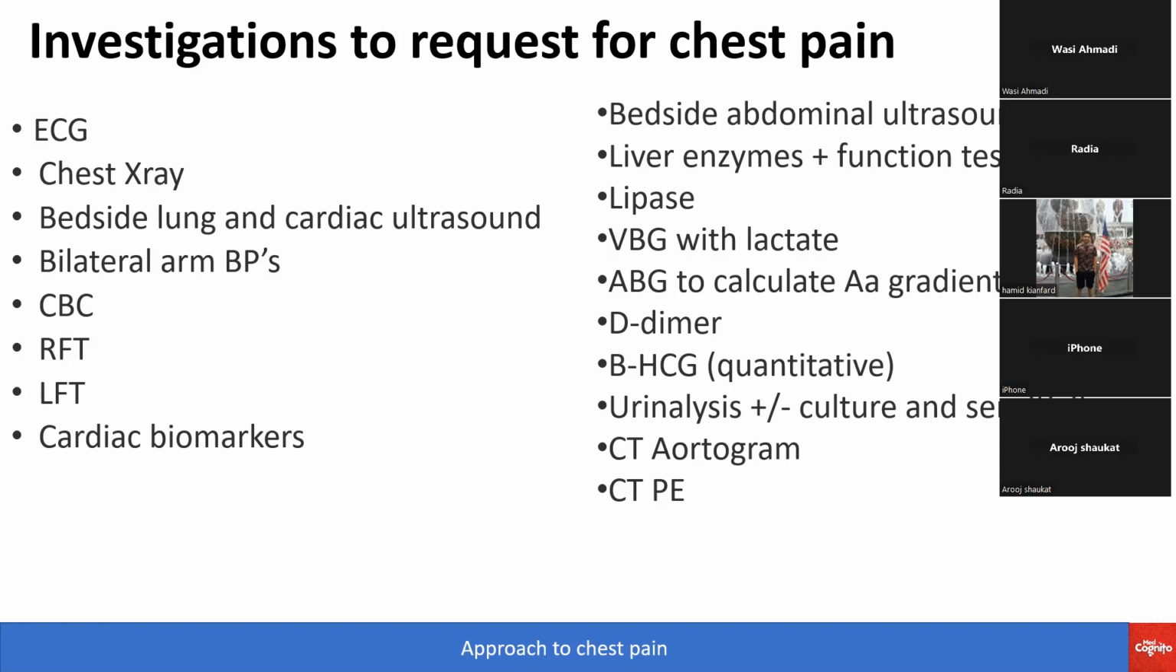And then you can do your D-dimer, because we learned that pulmonary embolism can also cause chest pain. If the patient is a female, you want to do your beta HCG. You want to do your urinalysis, urine culture, urine for sensitivity. Then you can consider CT angiogram and CTPE. But all these are all dependent, especially those on the right.